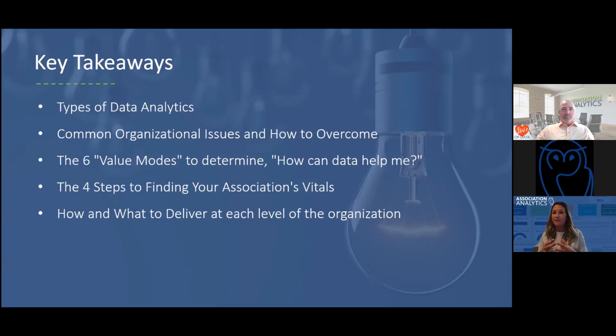The four steps to finding your association's vitals. I encourage everybody to go back and go through this exercise. It can be pretty simple. It's just actually going through the motion and committing to doing it and putting it down on a piece of paper. And then how and what to deliver at each level of the organization. So really understanding how to break down your data into information and deliver that to the people that need it when they need it.